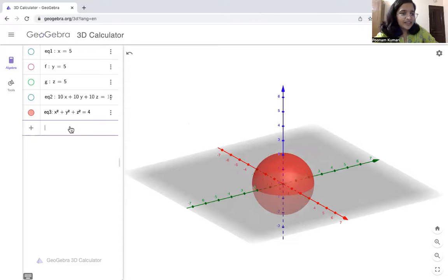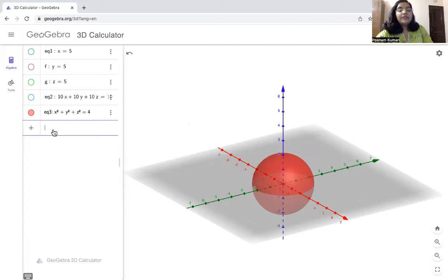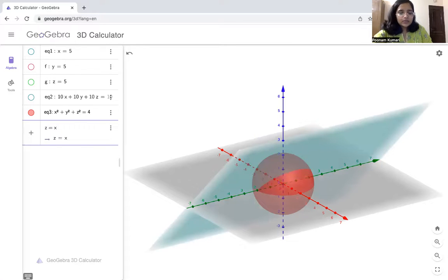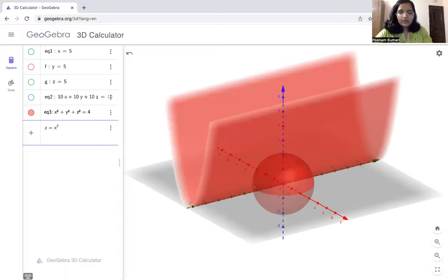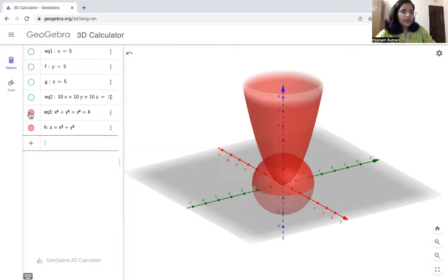Okay, and let's say if we want to plot a function which is x square plus y square, how would that look? So z equals x square plus y square. Okay, I'll remove this one.